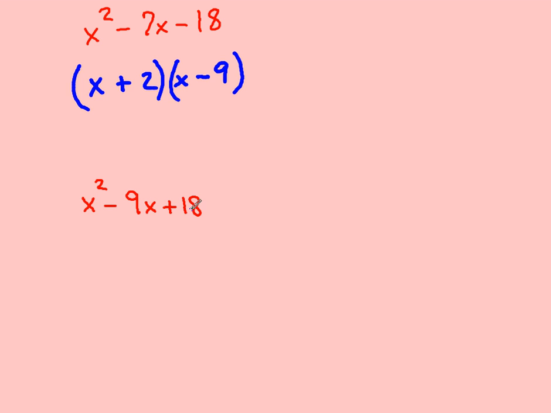And this last one, factors of 18 that add to 9. For this one, factors of 18 that add to 9 will be 6 and 3, again with an x in each. And the only way I can get to this negative 9 is a minus in front.